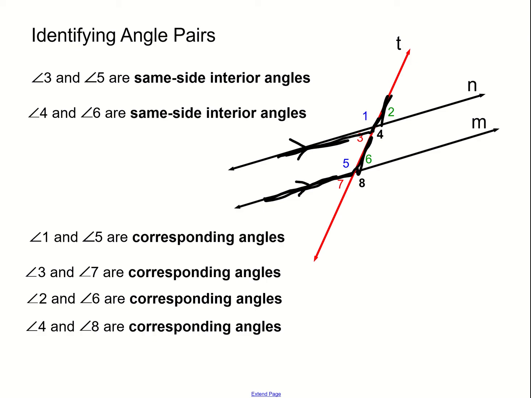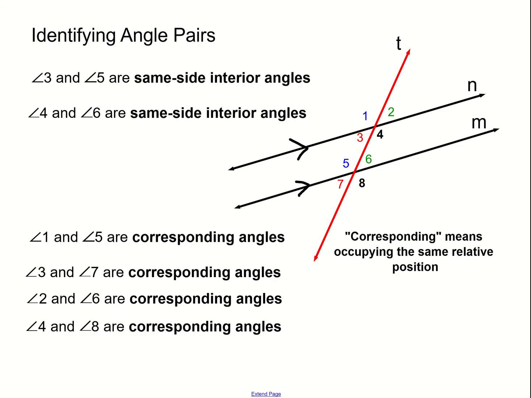Similarly for 3 and 7, those are given in red, they open up in the same manner, and so we call them corresponding. Okay, so remember, this terminology applies not only for parallel lines but for other lines in general. So these lines N and M need not be parallel for you to use these definitions. Angle 2 and angle 6 are corresponding in green. Angle 4 and angle 8 are corresponding in bold. So like we said, corresponding means they occupy the same relative position.